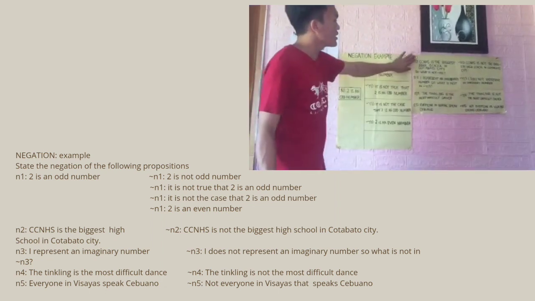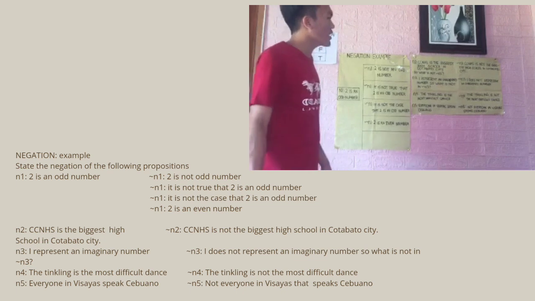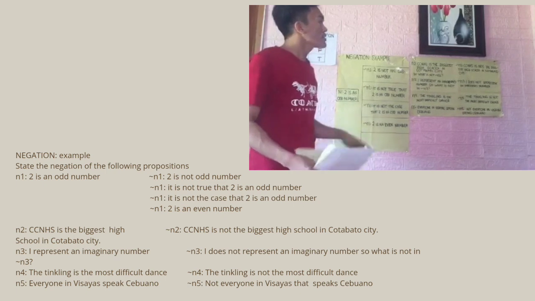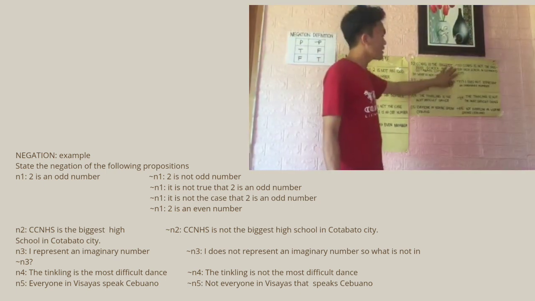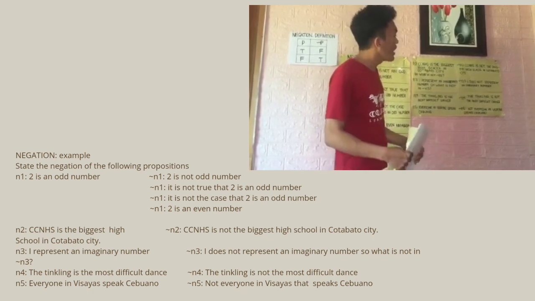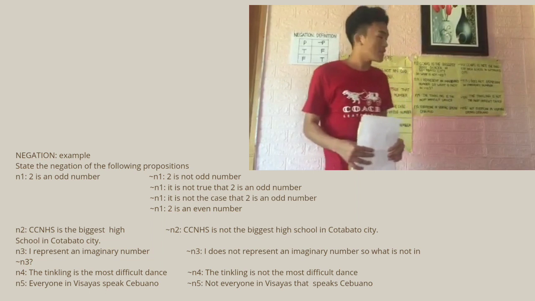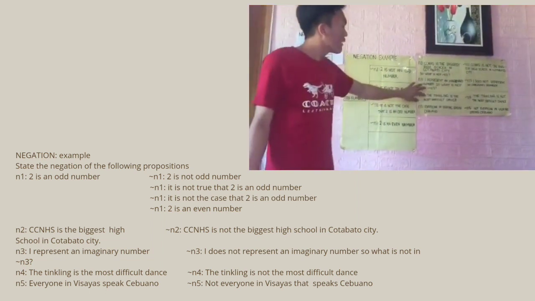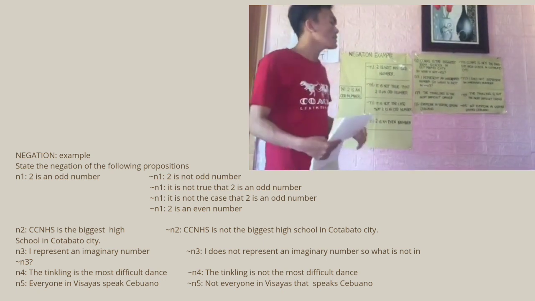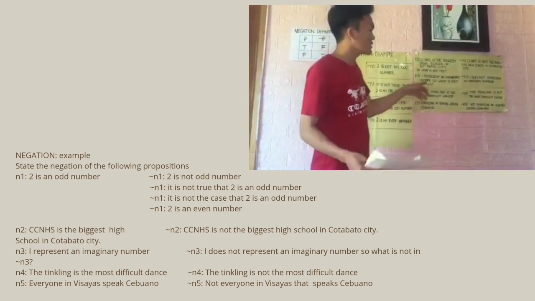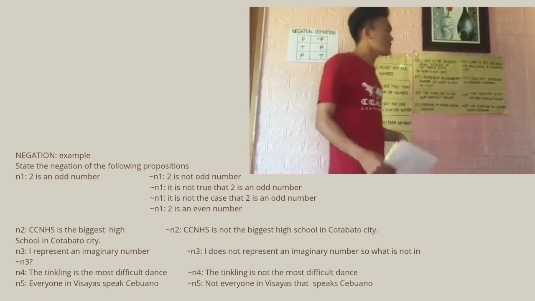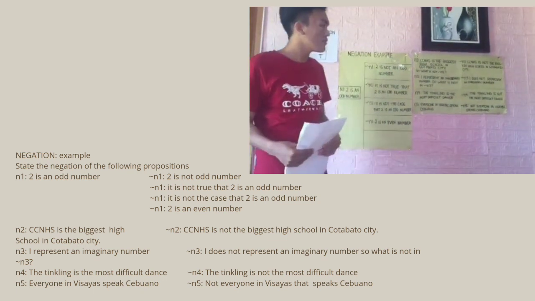The next proposition, number 2: CCNHS is the biggest high school in Cotabato City. So the negation of this is: CCNHS is not the biggest high school in Cotabato City. Number 3: i represents an imaginary number. So what is the negation of this? i does not represent an imaginary number.